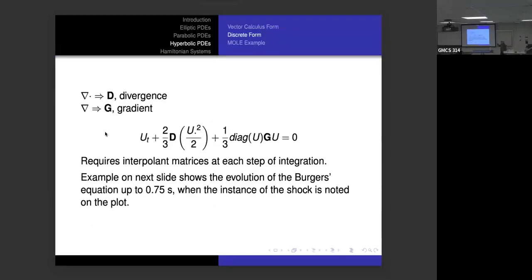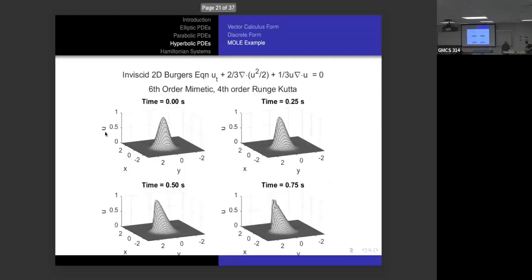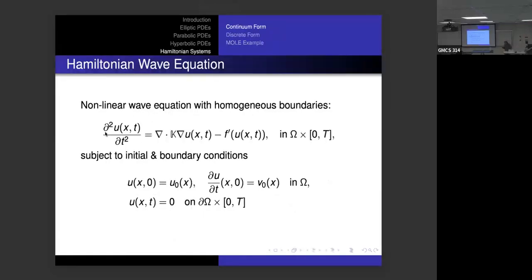In this case, we got the divergence, we got the gradient, and of course, then now we put D, and this is the diagonal of U multiplied by G U equal to 0. It requires interpolation in the step of integration, and we solve the problem, and then we see, for example, in this case, there was 6th order mimetic and 4th order Runge-Kutta. And then you can start seeing the effects of the shock right at the start.